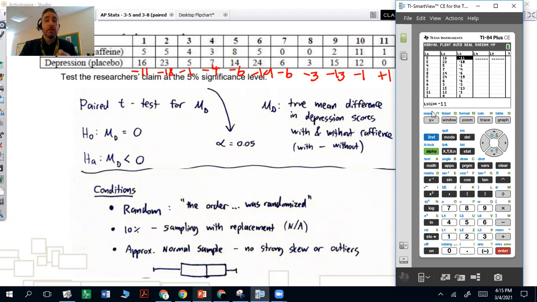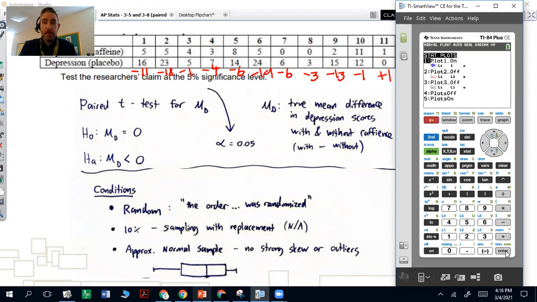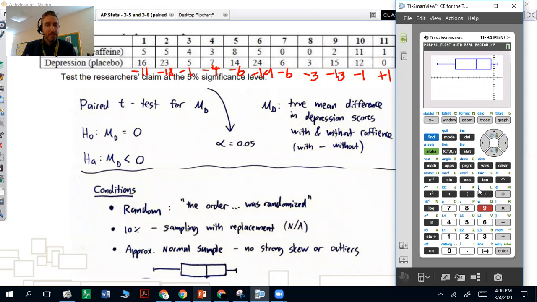So what you can do is you can work with L3. So if I were to look at my box plot from L3, turn that on, and change my X list to second 3, do a zoom 9. Same thing, but you can see that we don't have to manually subtract all of those. Okay, so that's my approximately normal condition.